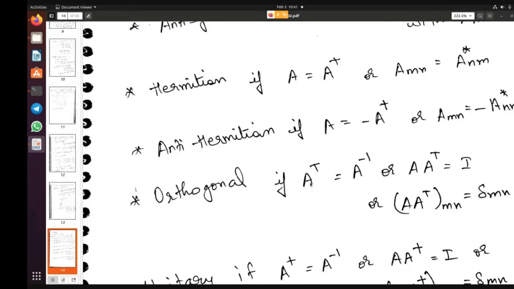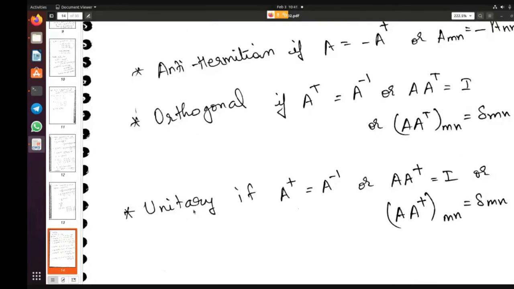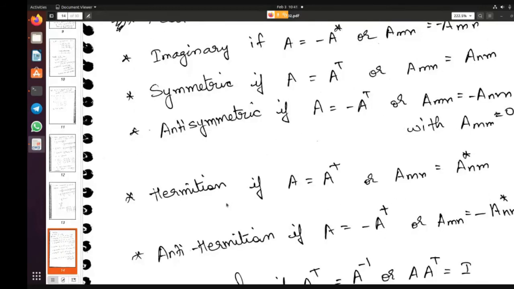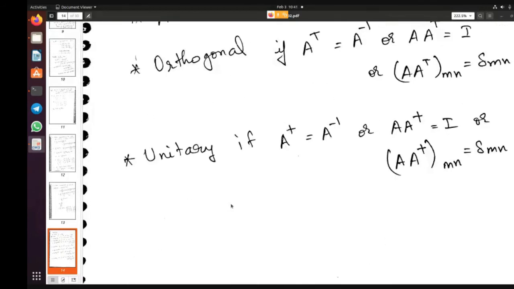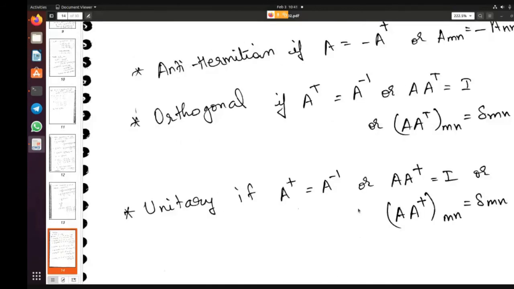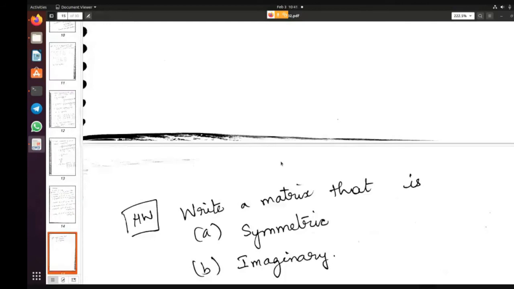And it is orthogonal if A transpose is equal to A inverse. This we also learned in the previous semester, if you remember. So when A transpose is equal to A inverse, you say it is orthogonal. And it is unitary if A dagger is equal to A inverse. So this is just a summary of all the different matrices that we have learned. All right, and these matrices become important when we do quantum mechanics.